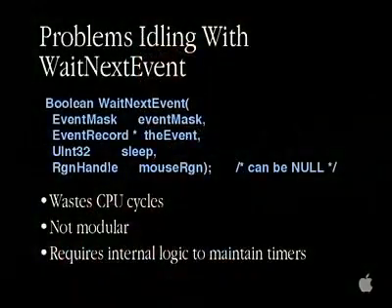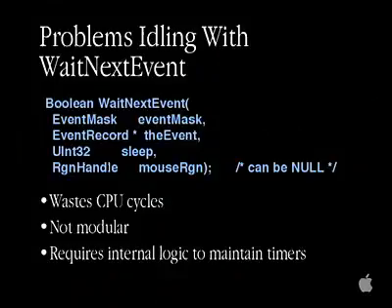Well, what are the problems with using waitNextEvent? As I mentioned, it wastes CPU cycles. Sometimes you're sitting there and you're not interested in any particular event at this one time. You want to wait for a certain amount of time before something happens. But you're still returning from waitNextEvent and have to do some calculations. It's also not modular. If you have a new module that needs some idle processing, you need to incorporate that, include that into your existing code with waitNextEvent to handle some processing.